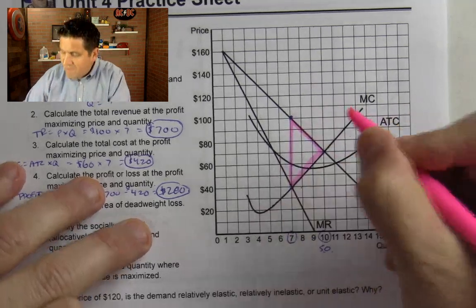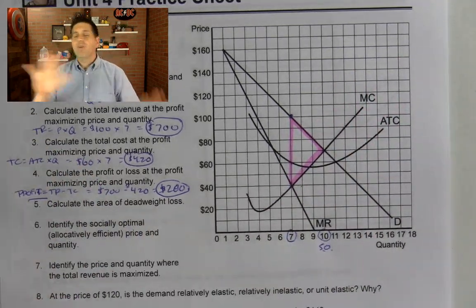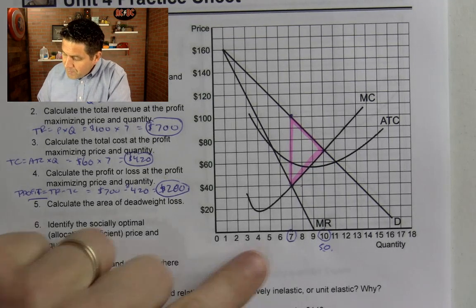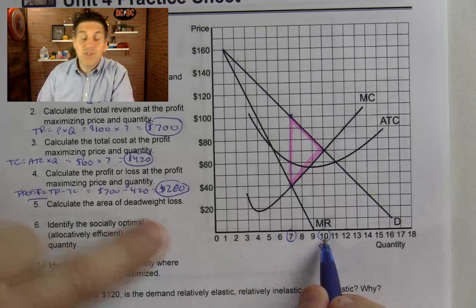Notice this is not profit. It has nothing to do with profit at all. That has everything to do with just how much output they're producing. They're producing 7 units, but they should be producing 10, so they're underproducing.